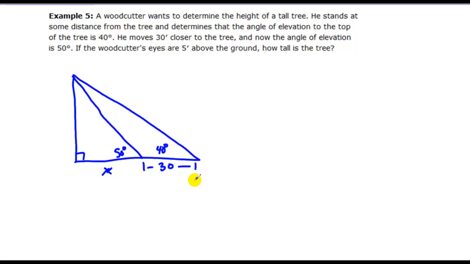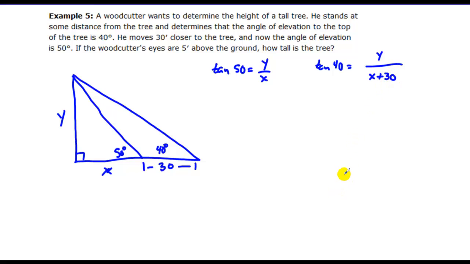Well, we can do a couple of things here. I think probably the best thing to do would be to find some ratios for each of the two triangles made. So let's look at the small triangle first. I know that the tangent of 50 equals y over x. And then in the second triangle, I know that the tangent of 40 is equal to y over x plus 30.